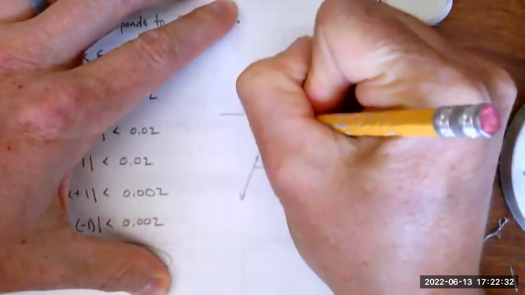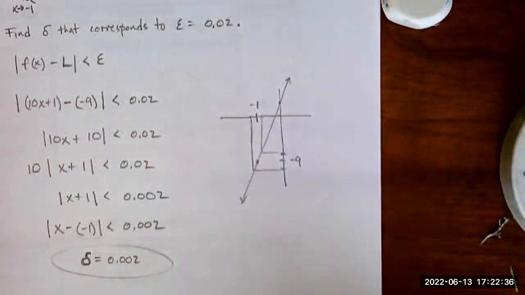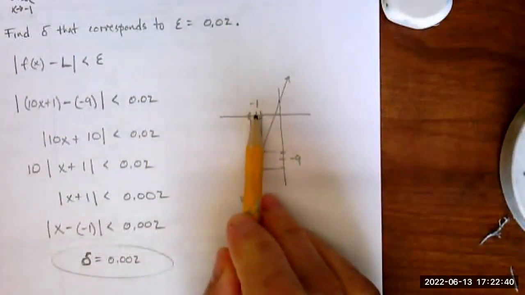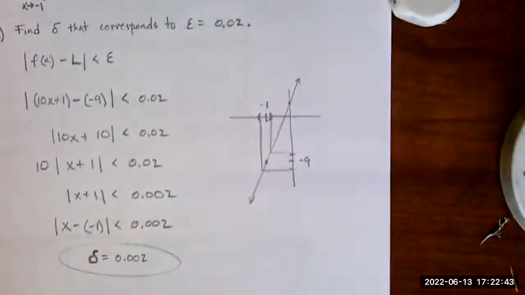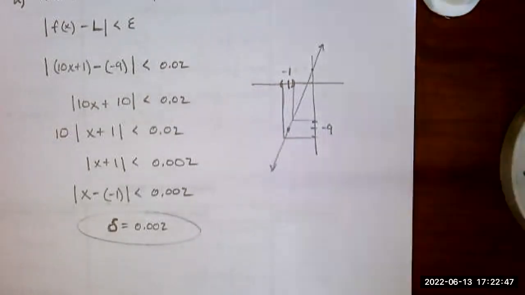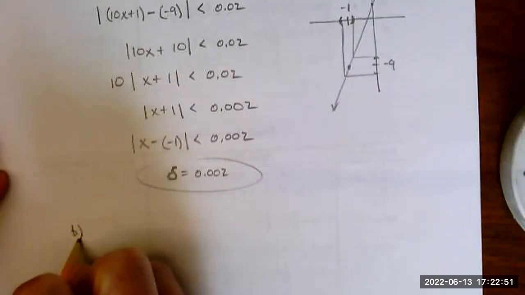So because of the steepness, we end up with a much smaller cloud. It should be 1/10 the size, around -1. Okay, pretty cool.